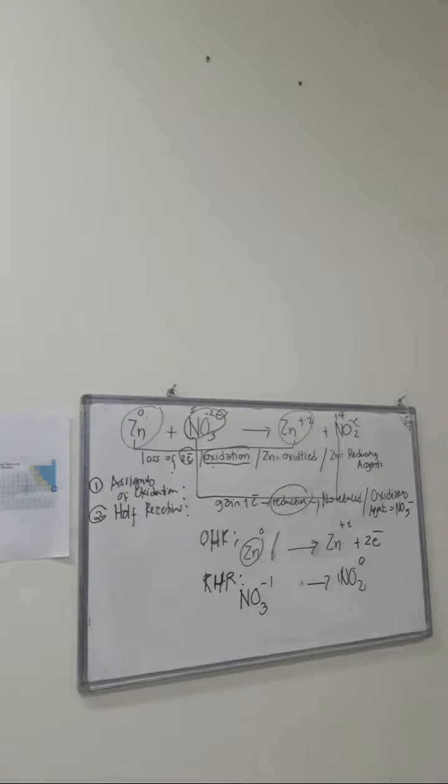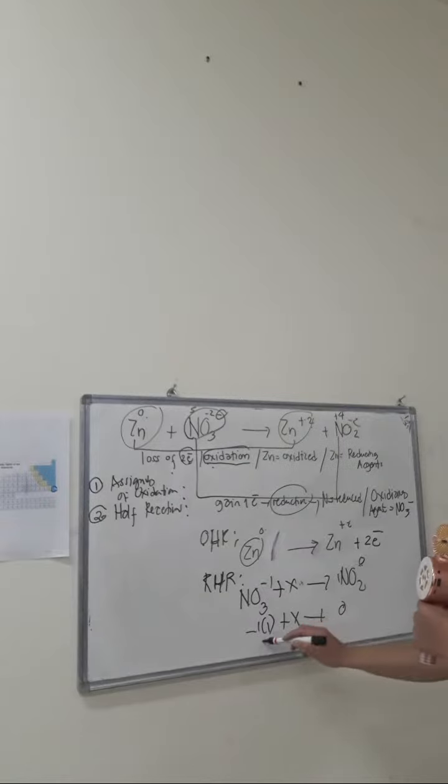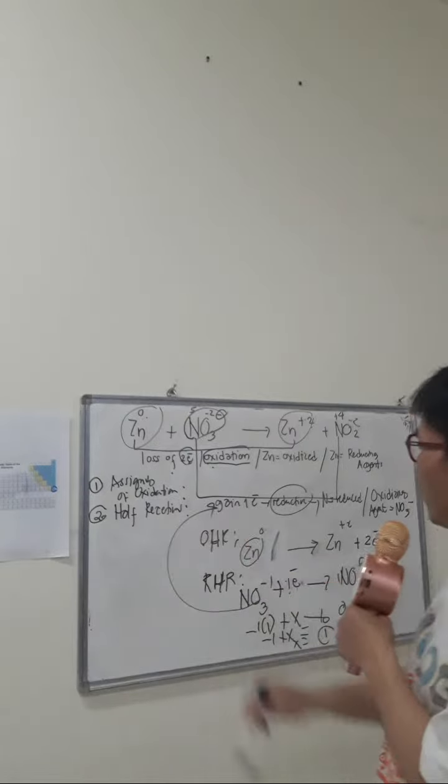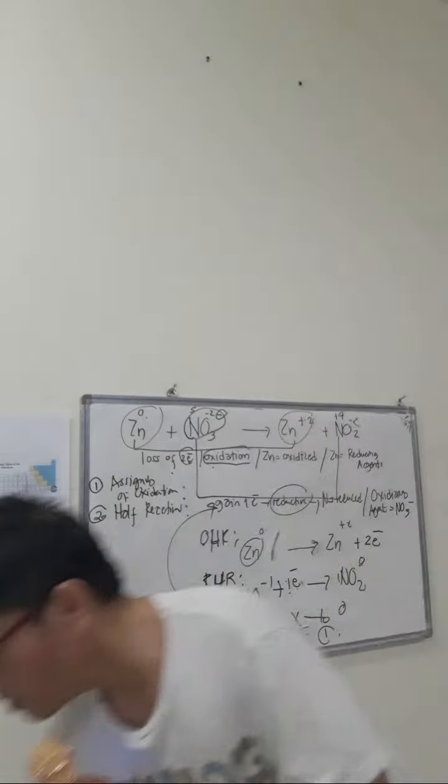So again, balance the charges, plus x. Negative 1, the charge of nitrate, negative 1 times 1 plus x is equal to 0. So, negative 1 plus x is equal to 0. X is equal to 1. 1 electron should be added here, and then nitrite, so it's equal also here. 1 electron, right?